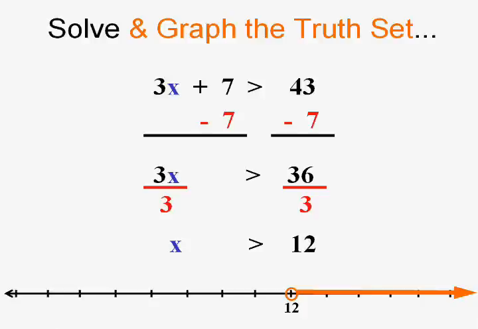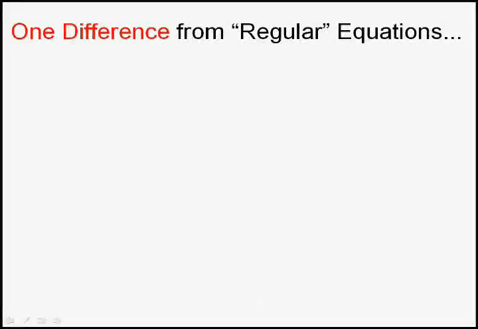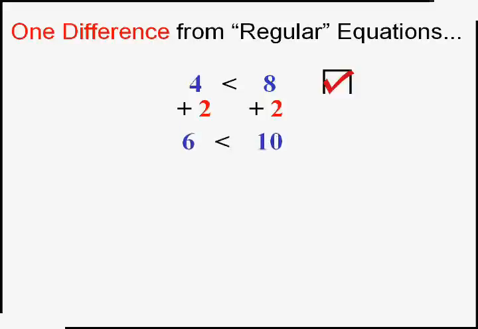Now I need to tell you, there is one difference with inequalities from solving regular equalities. And I want to demonstrate it to you. Now we know 4 is less than 8. You are correct, sir. Now, if I add 2 to both sides, that seems fair, doesn't it? Add 2 to both sides, I'll get a 6 and a 10. And note that 6 is less than 10. Big deal. You're absolutely correct.